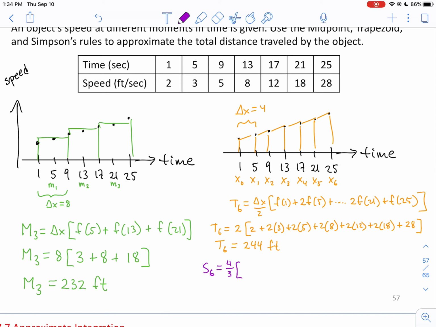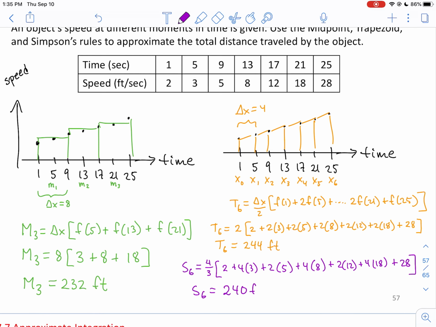And then it's similar to trapezoid from here, except that the coefficients are 1 of these, 4 of those, 2 of those, 4 of these, 2 of those, 4 of those, and then 1 of those again. So we have some 4 coefficients thrown in the mix, not just 2 coefficients. Anyway, we have 1, 2, and we have 4 3s, 2 5s, 4 8s, 2 12s, 4 18s, and then only 1 copy of 28. And when I do this calculation, I get that S6 gives us an approximation of 240 feet.